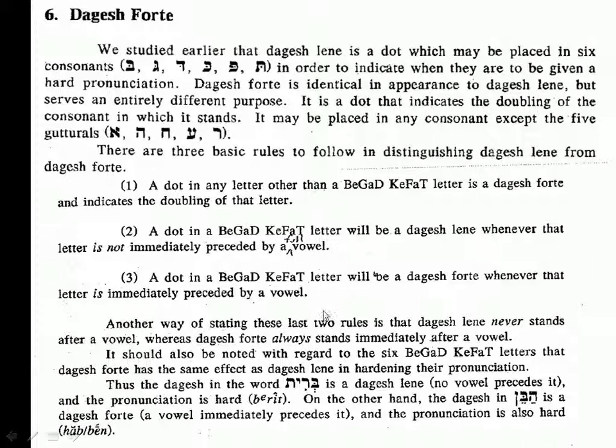The way that Kelley comes at it is to formulate a set of rules here, and if you can get your mind around these rules, that's great. I'm going to try to show you something in just a minute that I think may be even clearer or more intuitive. But let's look at the rules as he's formulated them. First of all, in paragraph 1 here, he says, a dot in any letter other than a Begad Kafat letter is a Dagesh Forte.